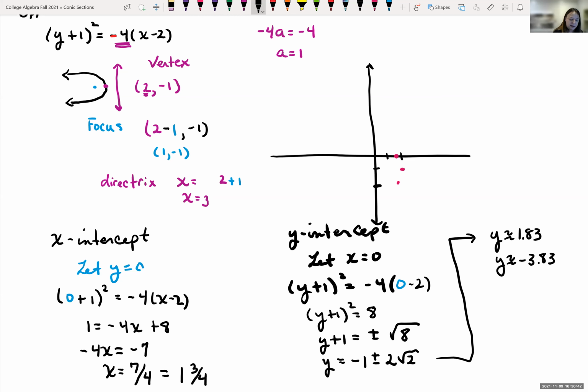So let's plot that. So we have this point here, approximately -3.83. So let's see right here. And we have this point up here, approximately 1.83. And so we have our parabola. Looks like this.